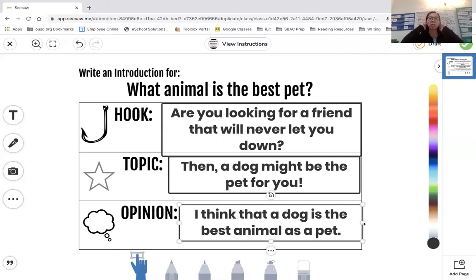Let's read the whole introduction now. Are you looking for a friend that will never let you down? Then a dog might be the pet for you. I think that a dog is the best animal as a pet. Do you see how much more interesting that was than just starting with, I think that a dog is the best animal for a pet? I got my reader interested before I even gave my opinion. That's our job as writers.